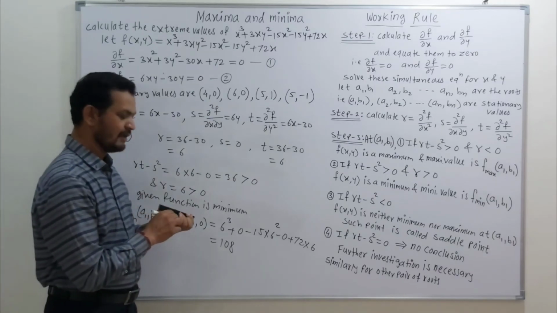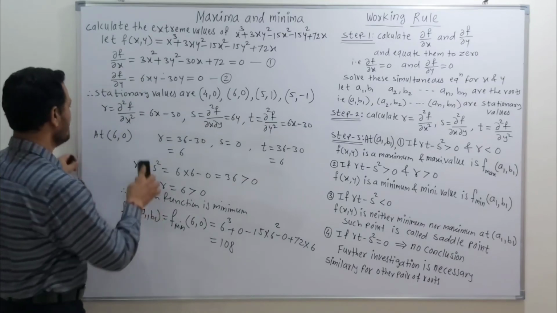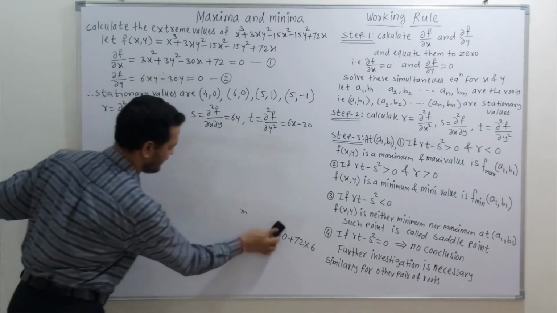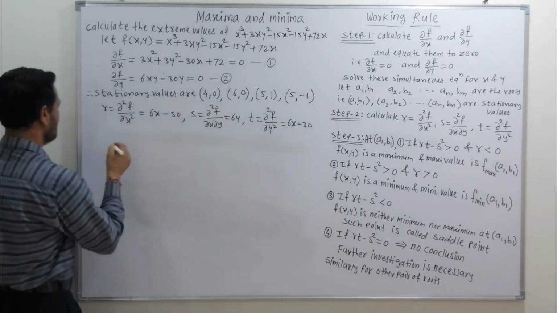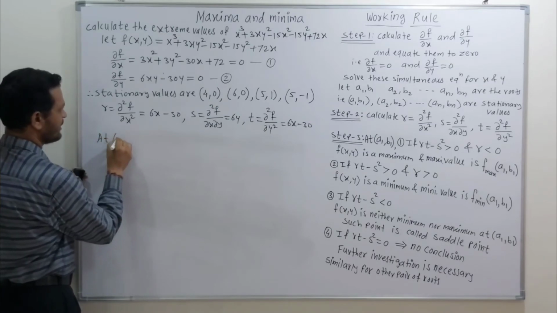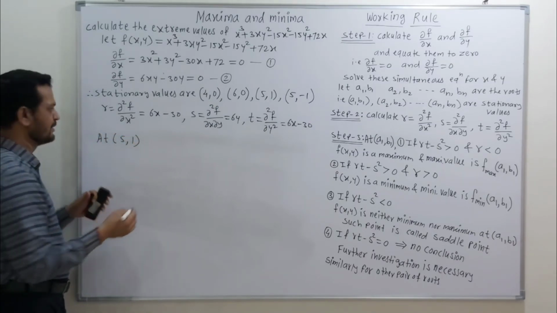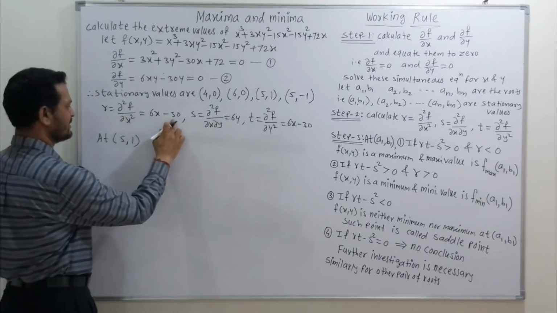So in this way, we calculated the maxima and minima for the first and second stationary values. Now let's calculate the maxima and minima for the third stationary value. Here the third stationary value is at 5, 1. So put x equal to 5 and y equal to 1. Here the value of r becomes, so r is 6x minus 30.